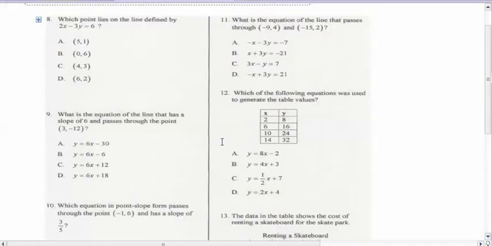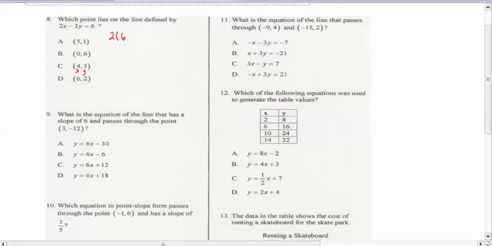Okay, on number 8, they're asking for a point that lies on the line. The best way to do this is to plug the points in and see which one comes up with the right answer. And I kind of do them in my head to see which one I should actually try. And I'm going to try letter D. So here's my x, and here's my y. I'm going to plug them in.